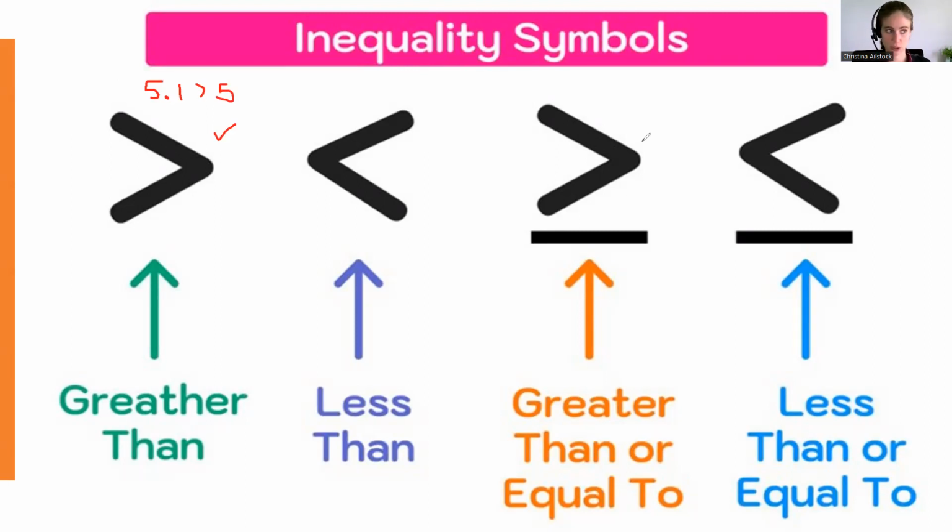Where if it's the greater than or equal to, you could have something like 6 is greater than or equal to 5, but you could also have 5 is greater than or equal to 5. Both of those are true statements because they both work with that inequality.